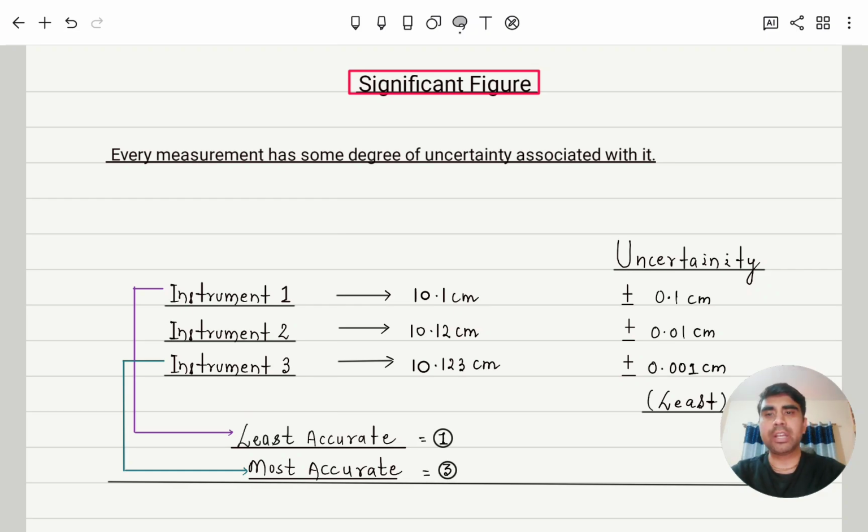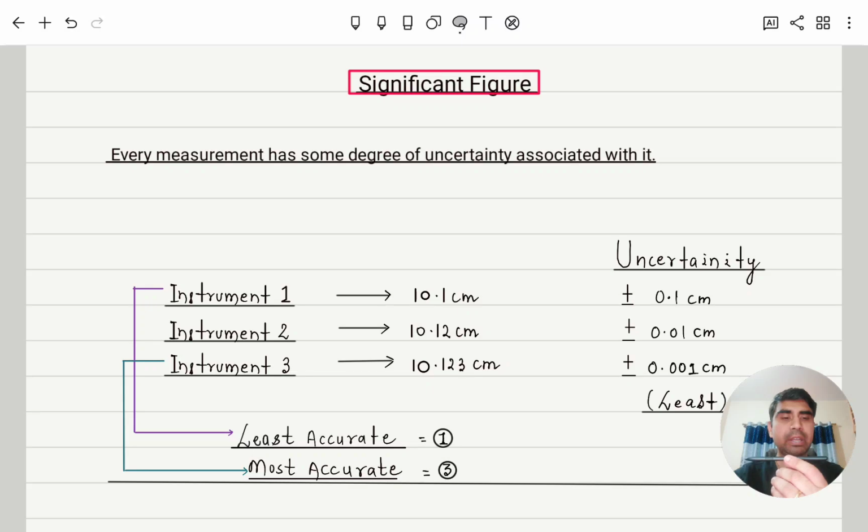Here you can see that every measurement has some degree of uncertainty associated with it. Let's suppose this is one sample whose length we are measuring. Instrument 1 measures its length and gets 10.1 centimeters. Instrument 2 gets 10.12 centimeters. And instrument 3 gets 10.123. So instrument 3 is measuring in more detail.